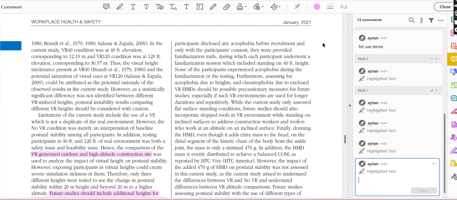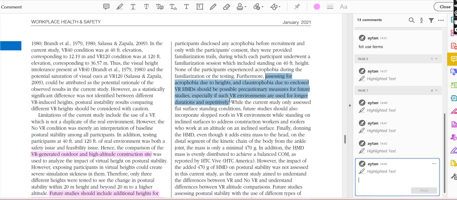None of the participants disclosed any acrophobia before recruitment, and only with the participants' consent, they were provided familiarization trials, during which each participant underwent a familiarization session which included standing at 40-foot height. None of the participants experienced acrophobia during the familiarization or the testing. Furthermore, assessing for acrophobia due to heights, and claustrophobia due to enclosed VR HMDs should be possible precautionary measures for future studies, especially if such VR environments are used for longer durations and repetitively.